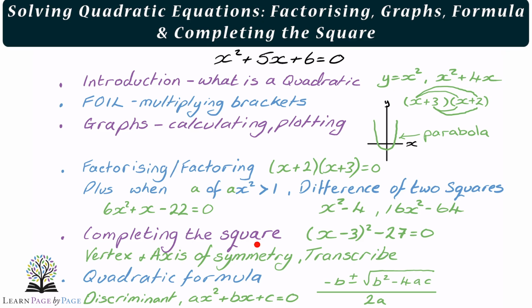Then on to completing the square, that's this here. Put the quadratic into completed square form and be able to identify the vertex, the axis of symmetry, and transform the graph, which is just move it. And finally, we finish with the quadratic formula. That's this big thing here. And we'll look at what's under the square root sign, which is the discriminant, which tells us a lot about what our graph will look like.